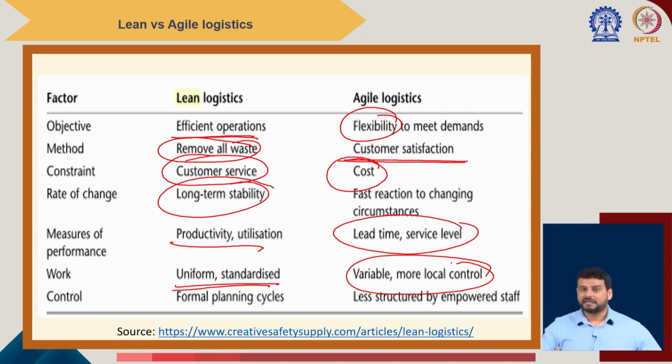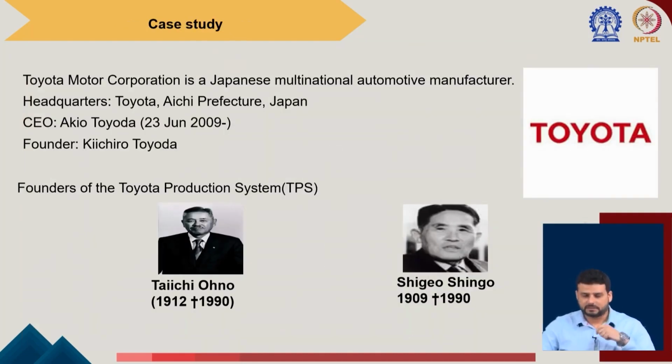That's only agile. How agile are we? If you want one ice cream, we will give you one ice cream. If you ask for 1,000 ice creams, our distribution network is flexible enough to give you 1,000 ice creams as well, right? So in that way, we can compare lean logistics versus agile logistics.